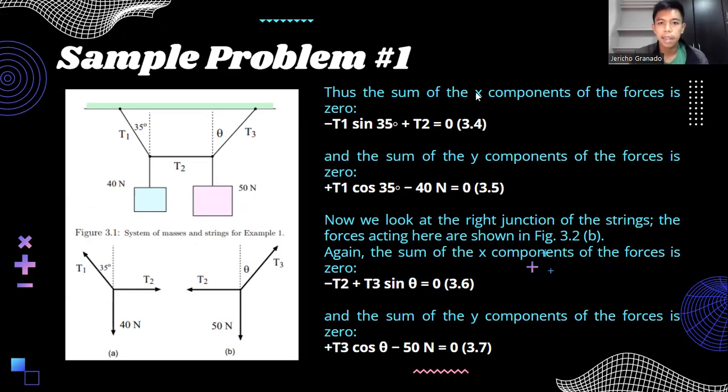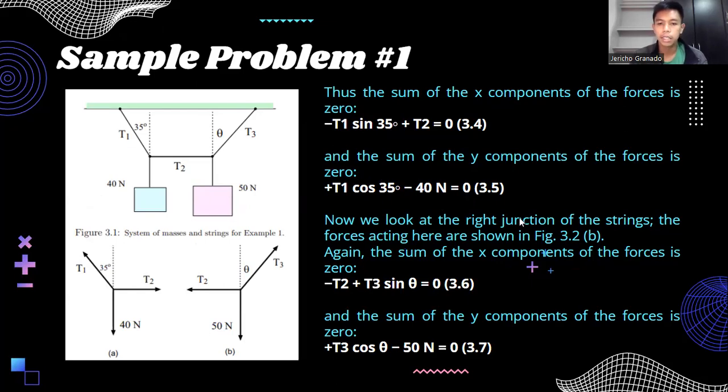Thus, the sum of the x components of the forces is 0. Therefore, negative T1 sine 35 degrees plus T2 is equal to 0. This is our figure 3.4. And the sum of the y components of the forces is 0 as well. Therefore, T1 cosine 35 degrees minus 40 N is equal to 0. This is our figure 3.5.